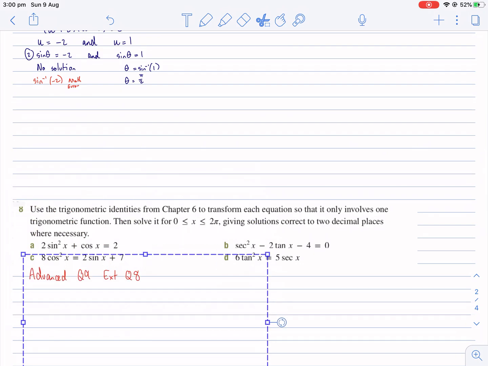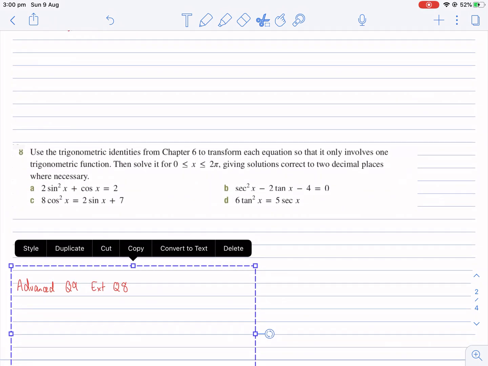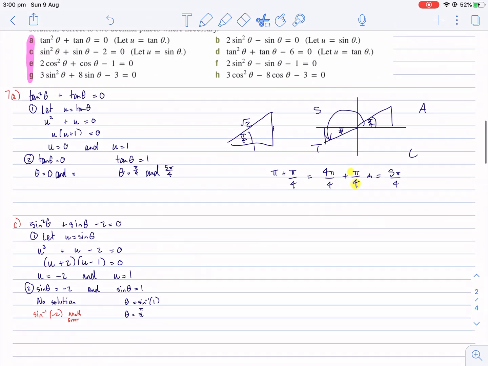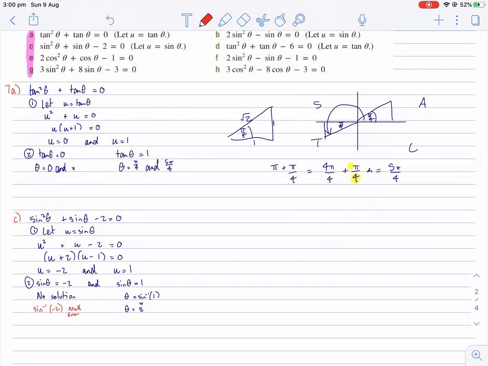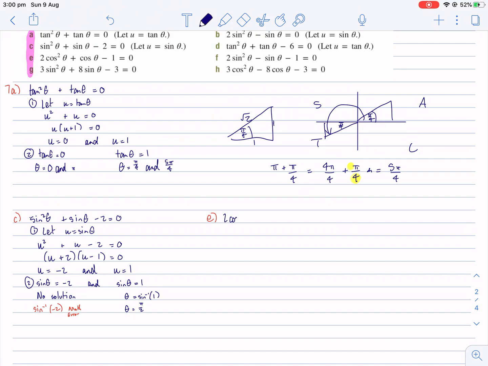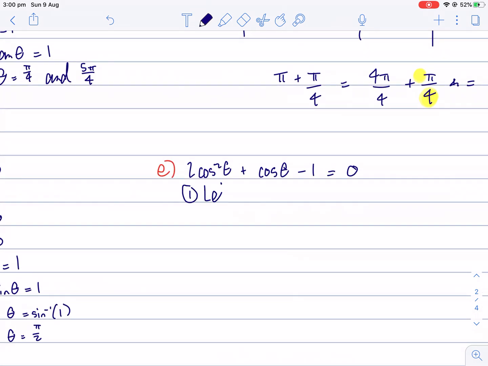Oh, let me move this question a bit further down, we need more space. Okay, question E. We've got 2 cos squared theta plus cos theta take 1 equals 0. So we're going to let u equal cos theta. So that means we've got 2u squared plus u take 1 equals 0. Now you could quadratic formula this one if you wanted, but I'm going to PSF it.